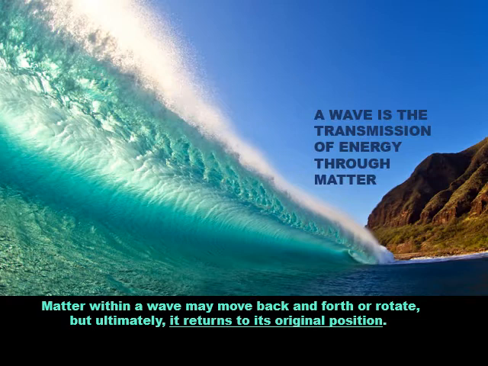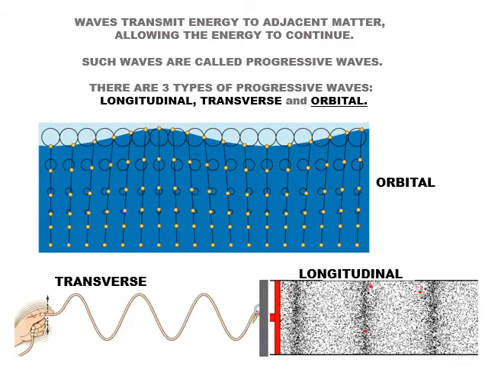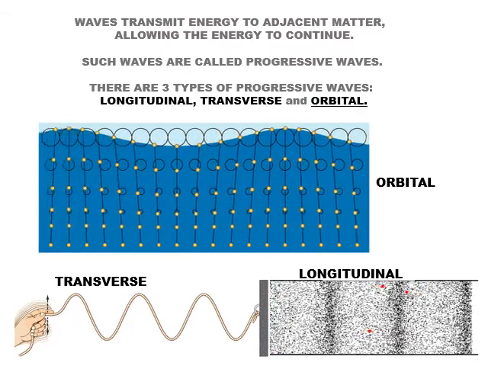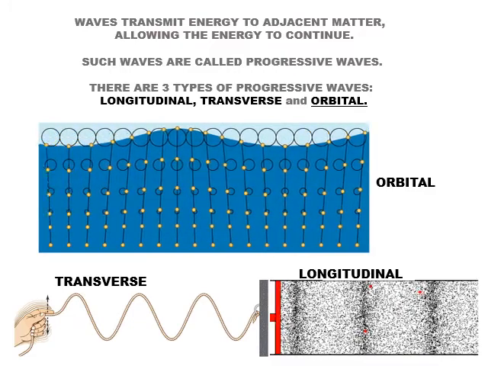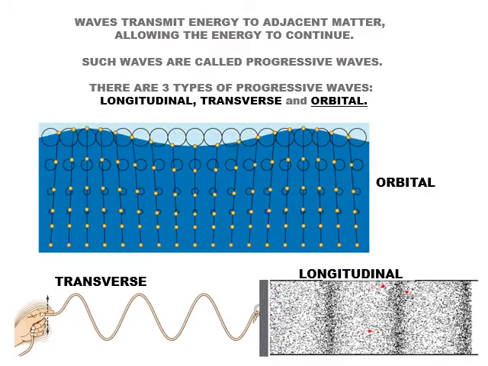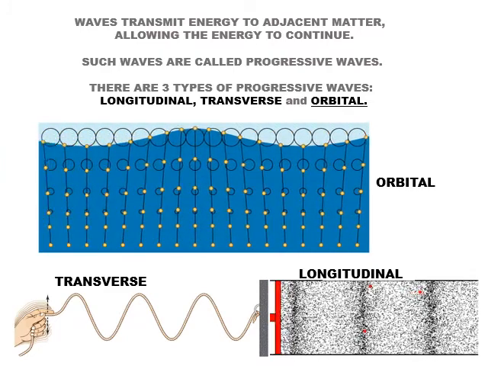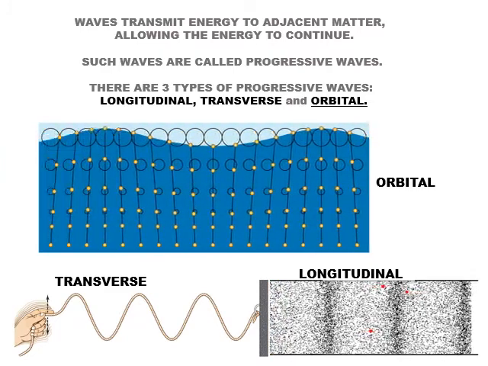So when we look at a wave, we're seeing this structure that appears to be propagating and moving, and certainly part of it is. And the part of the wave that's moving is the energy pattern of the wave. We see material that again is maybe moving back and forth or rotating, but that matter is staying put ultimately, and it's only the energy that's traveling forward. So waves transmit energy to adjacent matter, and that allows that energy to continue. And that's why waves that do that are called progressive waves.